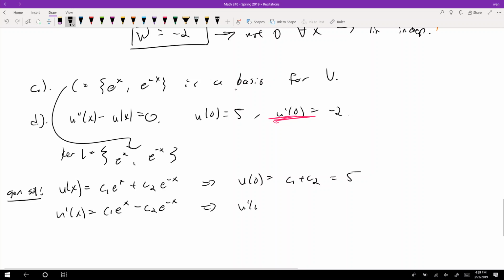And now u prime of 0 is going to be c1 minus c2, and we know that's equal to negative 2. Okay, here we have a system of 2 equations and 2 unknowns. So now we just need to solve for c1 and c2. I'm not entirely sure, but c1 looks like 3 halves, and c2 looks like 7 halves.